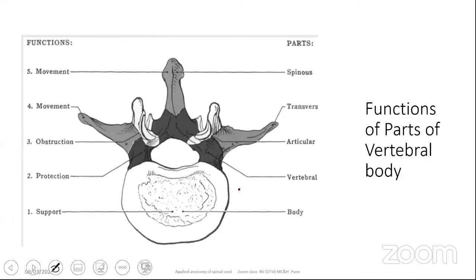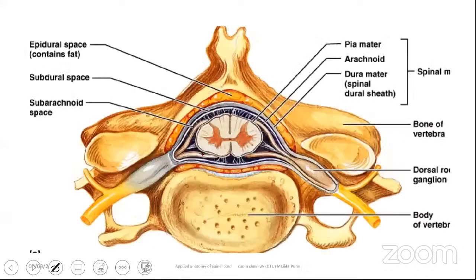This is the canal in which the spinal cord lies, which is about 1.3 centimeters or 13 mm, and maximum in the lumbar region, which is 2.7 centimeters. If this canal diameter is narrowed, then the problems start. You see the spinal cord now, which lies in the bony canal, and it has a dorsal root and a ventral root which join to form the nerve root. This is the dorsal root ganglion, and they join to form the spinal nerve.